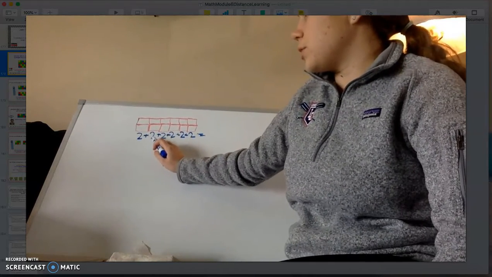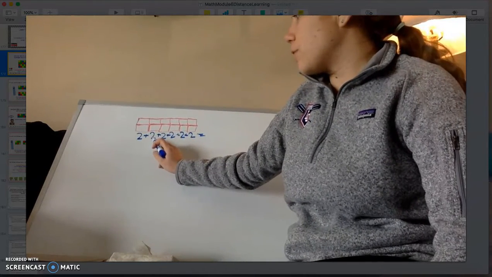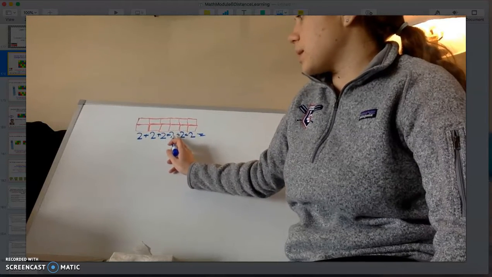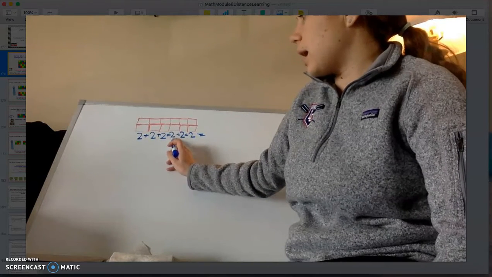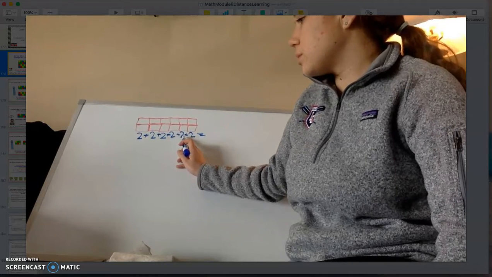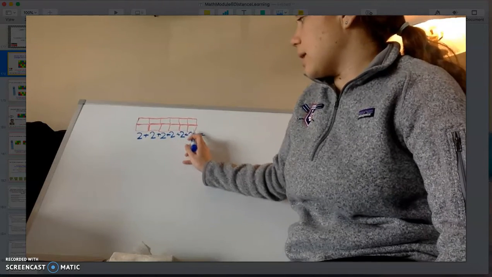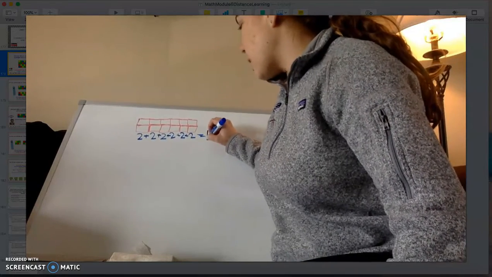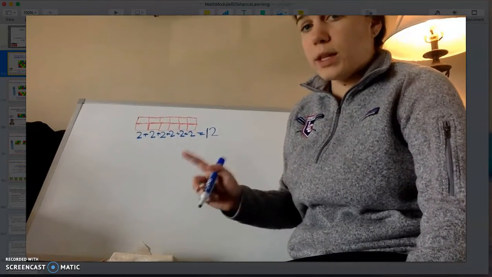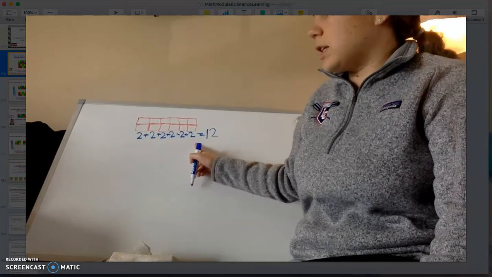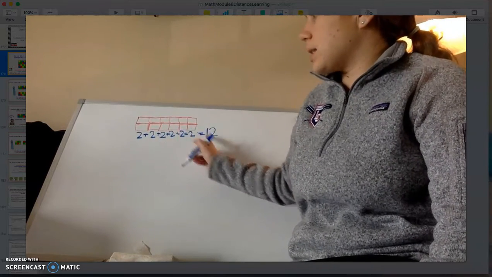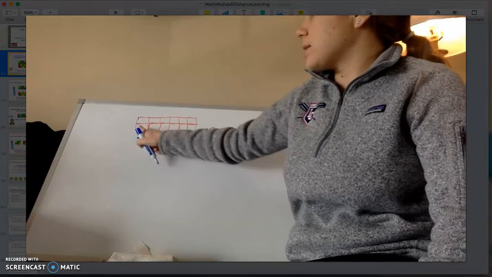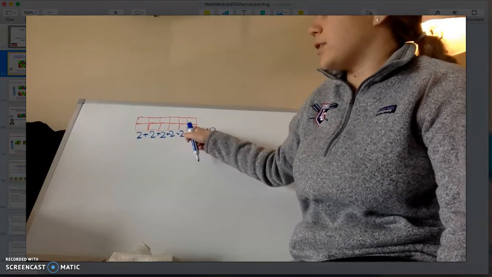So what's 2 plus 2? Good. 4. 4 plus 2. Good. 6. 6 plus 2. Good. 8. 8 plus 2. Good. 10. 10 plus 2. Good. 12. So our answer is there are 12 tiles. We know this because we did a repeated addition sentence, and we can check our answer by counting our tiles. So 1, 2, 3, 4, 5, 6, 7, 8, 9, 10, 11, 12.